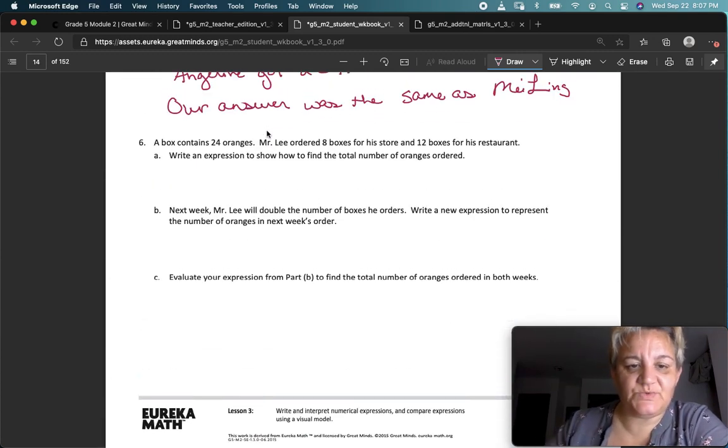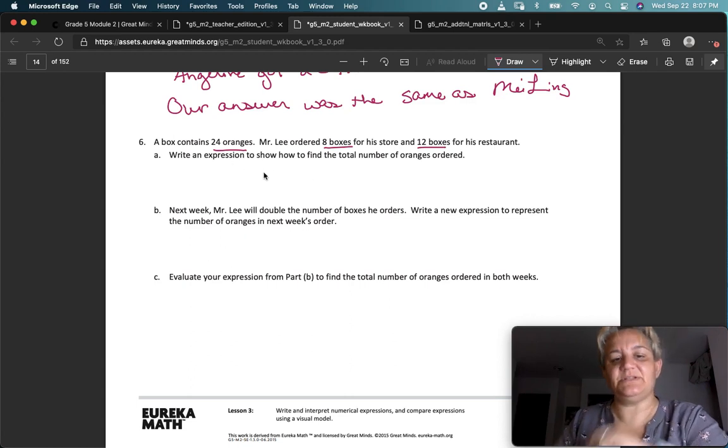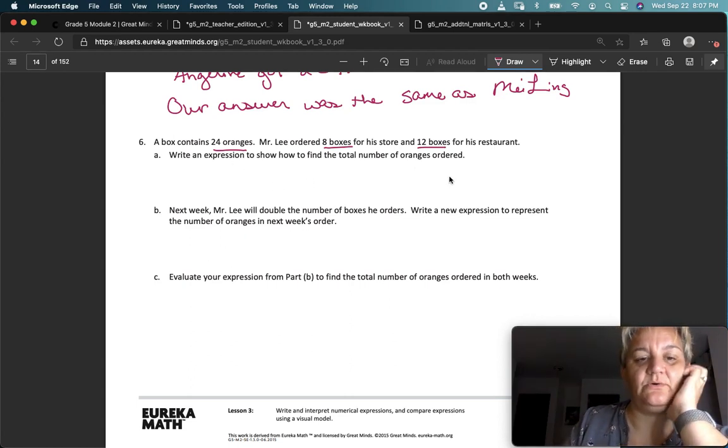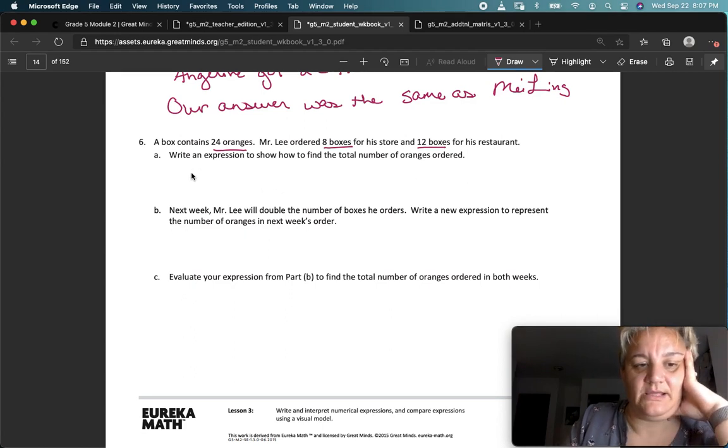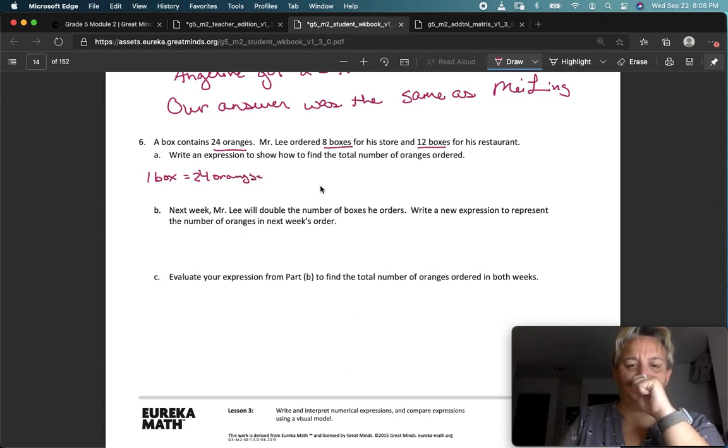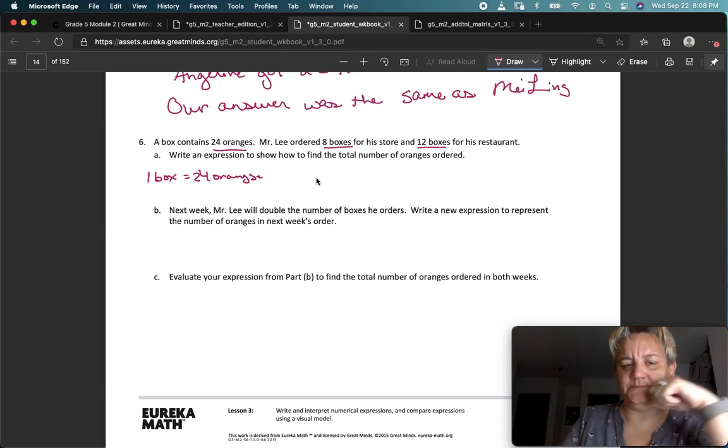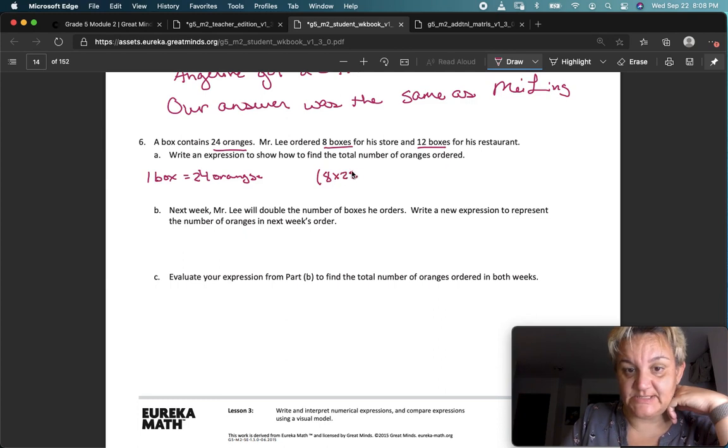A box contains 24 oranges. Mr. Lee ordered 8 boxes for his store and 12 boxes for his restaurant. Write an expression to show how to find the total number of oranges ordered. Okay, so a box has 24, so one box equals 24 oranges. So if he ordered 8 boxes, that's 8 times 24, which would tell us how many oranges for the store. And 12 boxes, which would be 12 times 24.